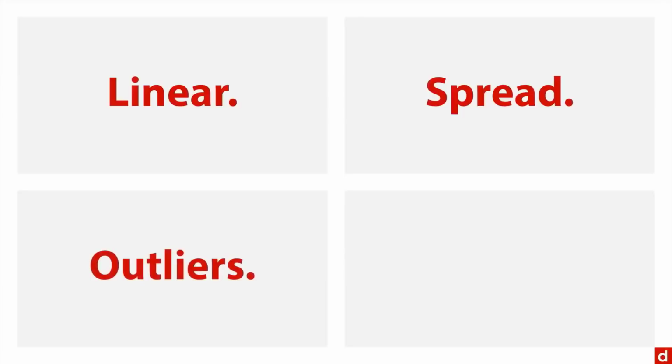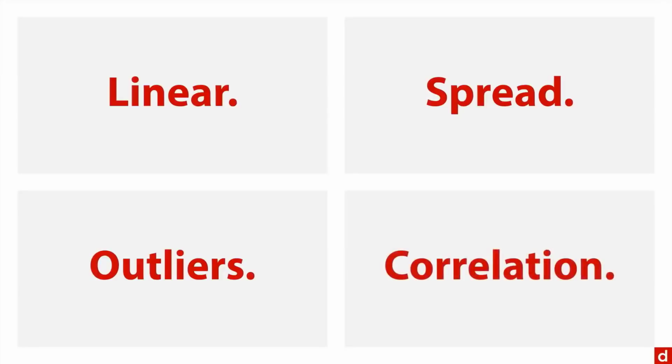You want to look for outliers, either univariate, that's a score that's unusual on a single variable by itself, or in this case, what's even more significant is bivariate, where you have an unusual combination of scores. And then finally, you want to try to get some idea of the correlation, or the strength of the association between the two variables.